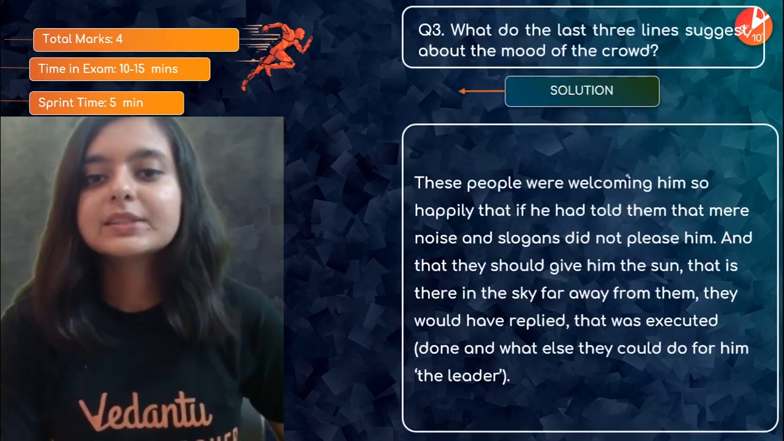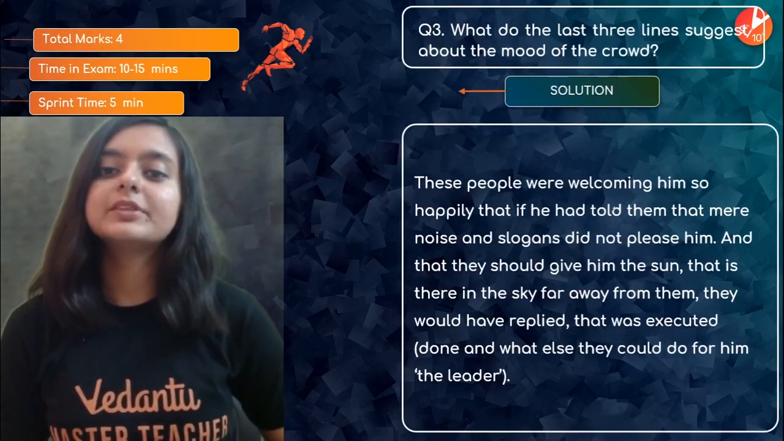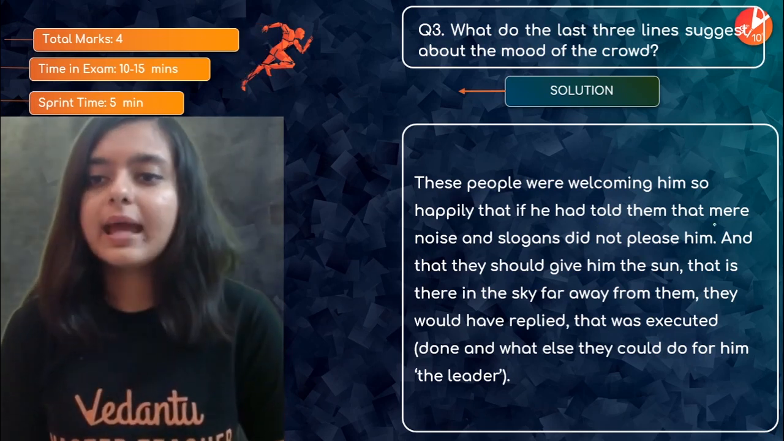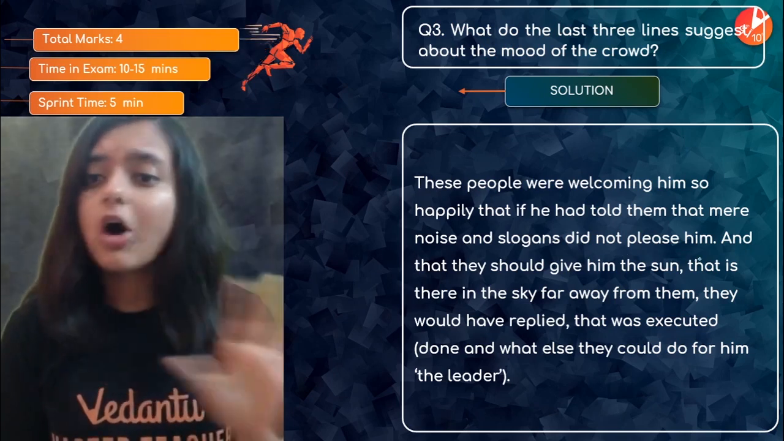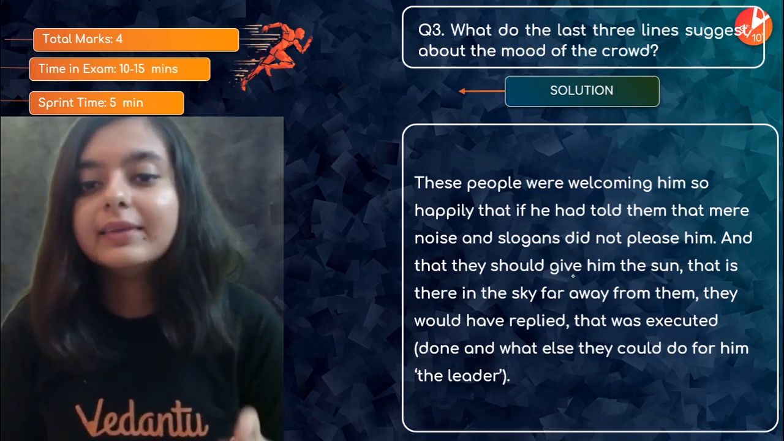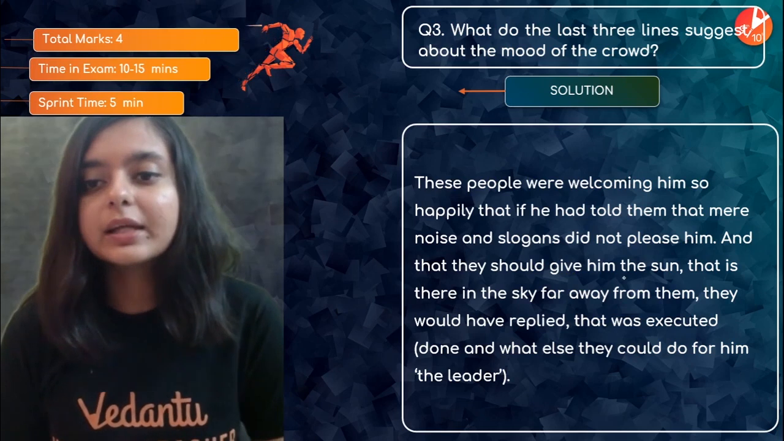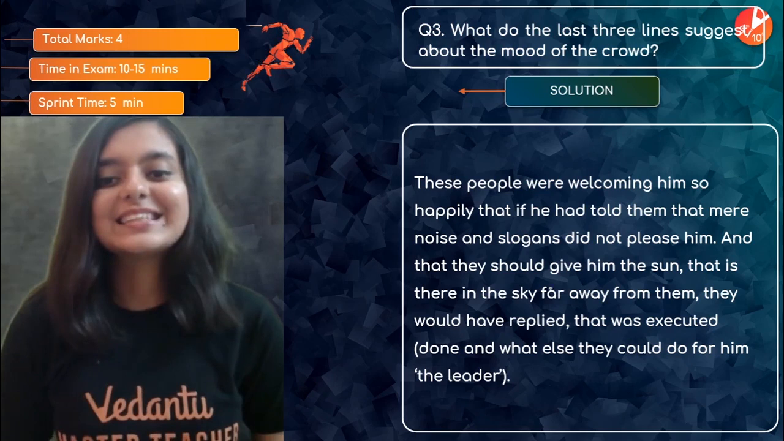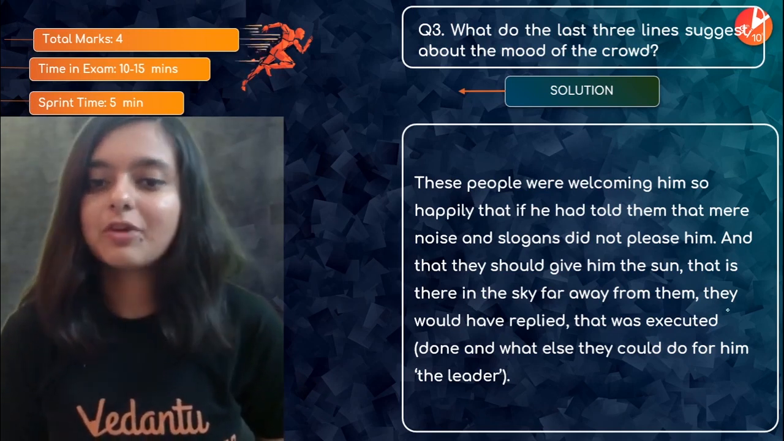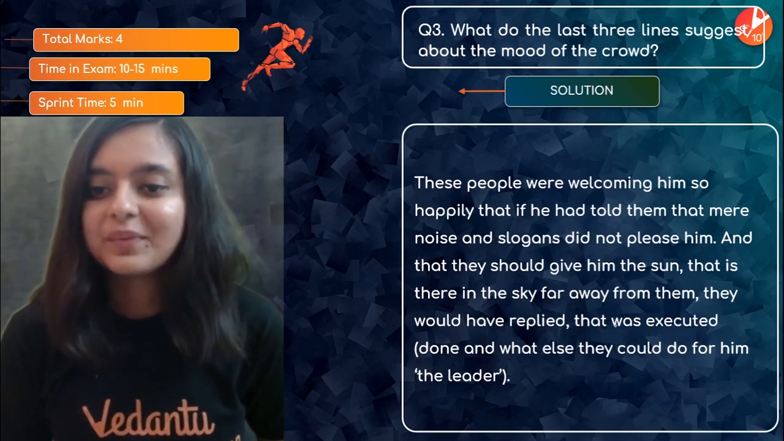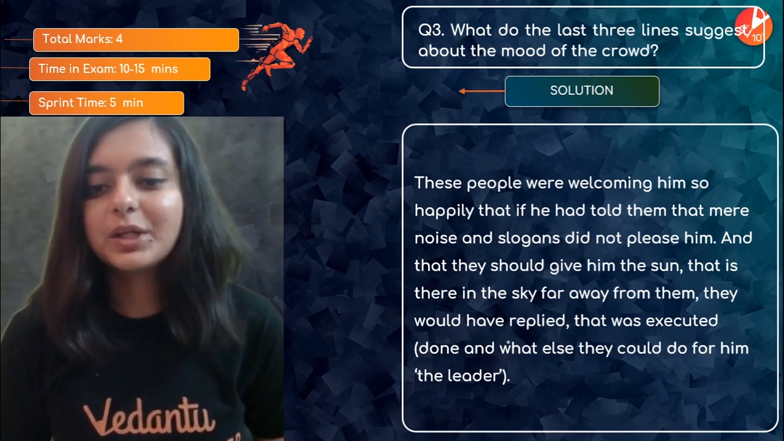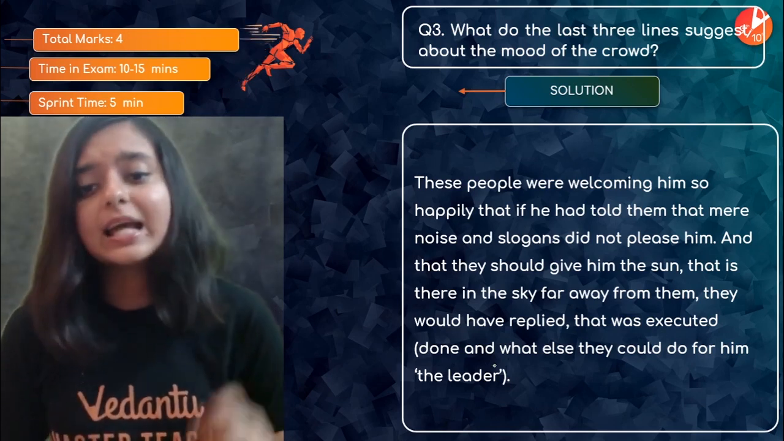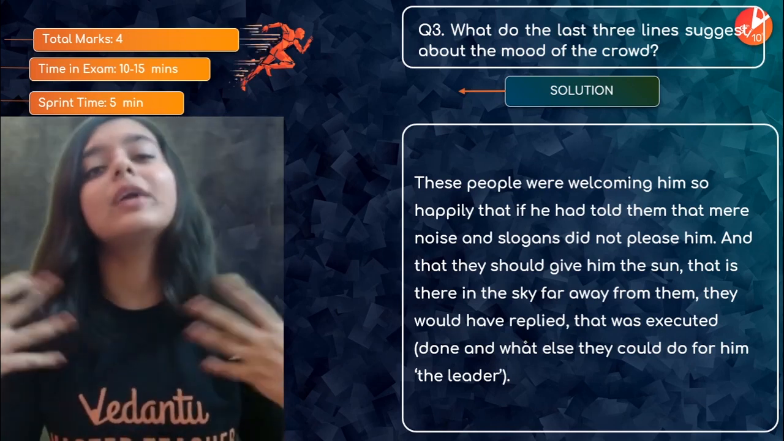These people were welcoming him so happily, so grandly, that if he had told them that mere noise and slogans did not please him, and that they should give him the sun, then what would have happened? That is, there in the sky, far away from them, they would have replied that it was executed. One second. What, that was executed, done. That is, this is done, and what else do you want?